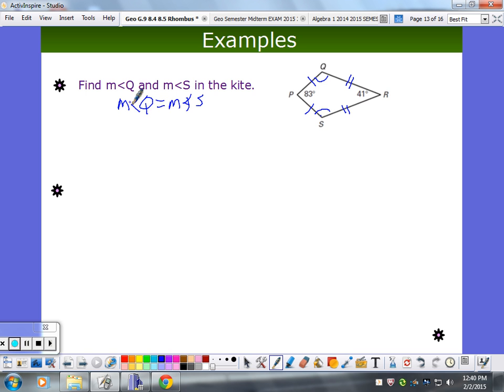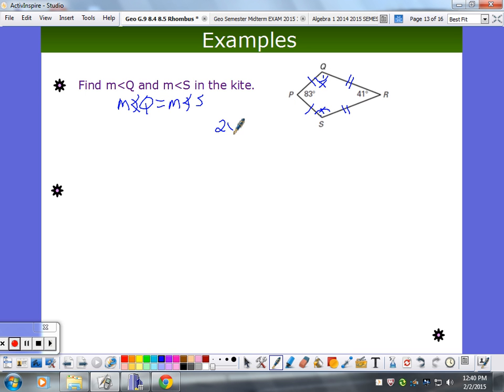Let's see what they are. How do I find what these measures are? Let's say this one was X degrees and that one was X degrees. What do they all add up to? 360. So I just add all the way around.